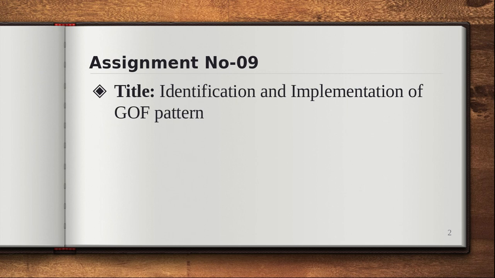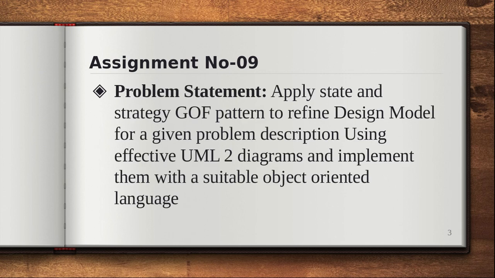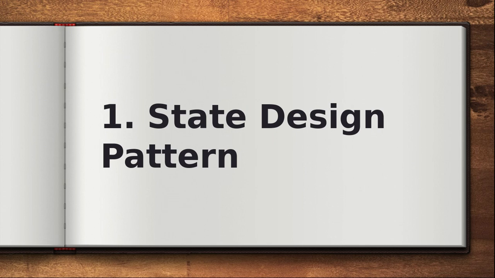The first one is the state design pattern and the second one is the strategy design pattern. This particular video is for the implementation of the state design pattern. So the problem statement is: apply state and strategy Gang of 4 patterns to refine the design model for a given problem description using effective UML 2.0 diagrams and implement them with a suitable object oriented language. So this is the problem statement.